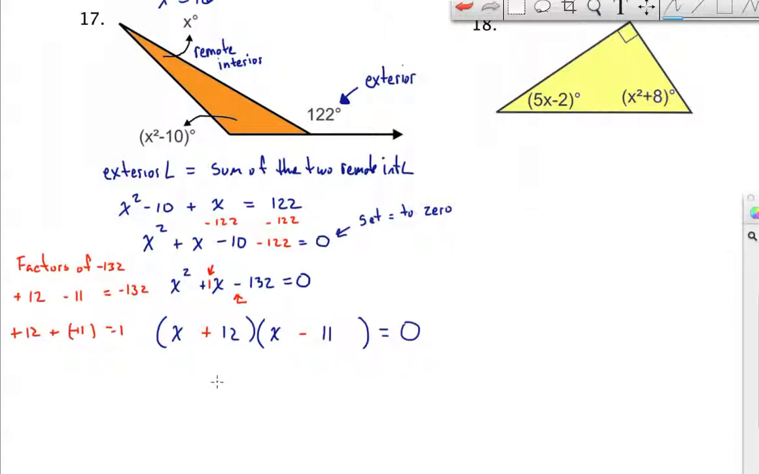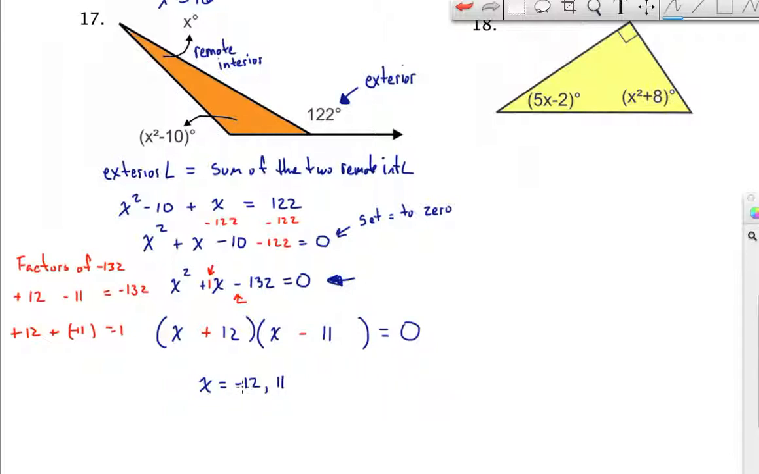Okay. So now, if we FOIL this, guys, we should get this same trinomial here, right? So what value would cancel with this 12 here? And what value of x cancels with minus 11 would be positive 11, right? You guys with me there?